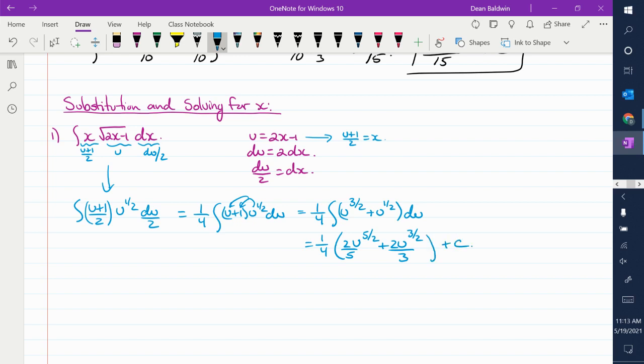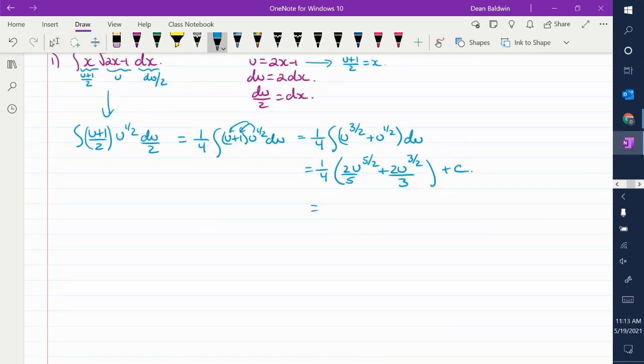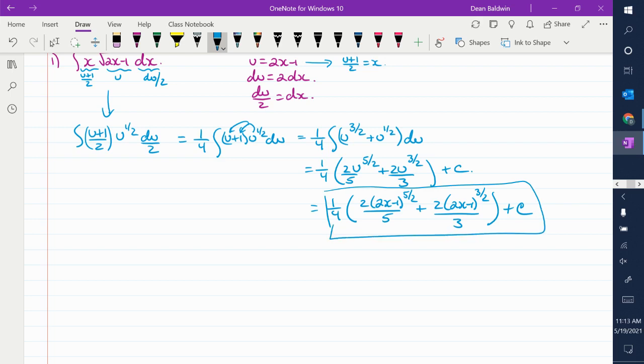Or actually, you can't. Because we have to put what back in? Put back in what u was, which is 2x minus 1. And then you're done. So we get, you don't have to multiply the quarter in. You can if you want to, but. So it's 2 times 2x minus 1 to the power of 5/2 over 5 plus 2 times 3/2 over 3, tack on your plus c, and you are done.